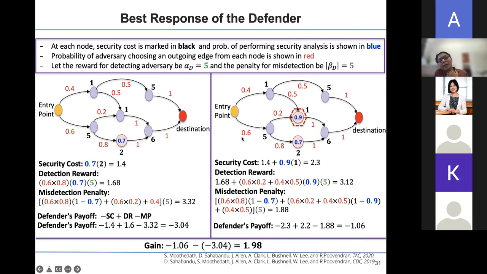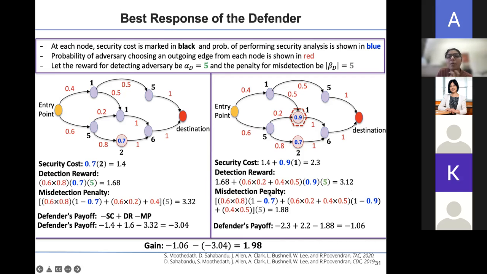Now, I do the same thing after adding one more node into the security checkpoint set. Here, on this hexagon, I added one more node as a security checkpoint, and I'm recalculating these values. So now if I look at the security cost, in addition to 1.4, I also have 0.9 times 1. So the security cost adds up to 2.3. And for the detection reward, now I also have the detection probability associated with all the paths that pass through this node, right? So 0.4 times 0.5 times 0.9 is also getting added up, and 0.6 times 0.2 times 0.9 is also getting added up. That is what is shown here. And for all of that, I get a reward of 5. So it adds up to 3.12.